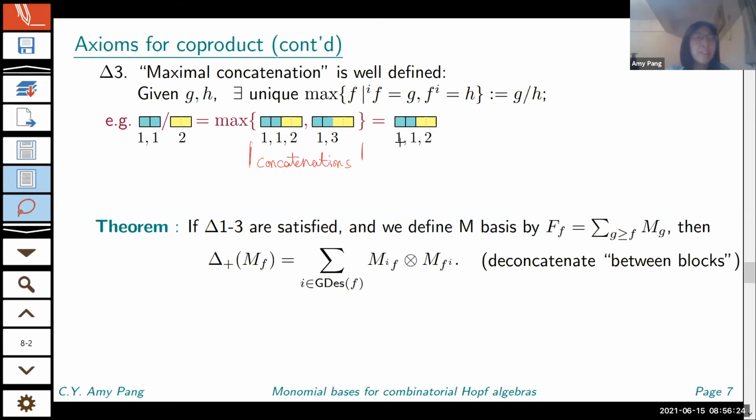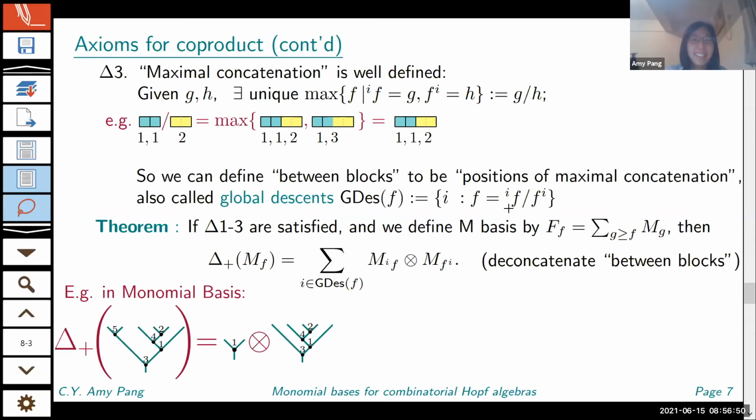Okay, so what is this? I write the slash for this maximal concatenation. What this means is that one way to define a division is where, if you cut it and then make a maximal concatenation, you get back to what you started. So that's the definition, right? If you cut F into IF and FI, and then you take maximal concatenation, you get back F.